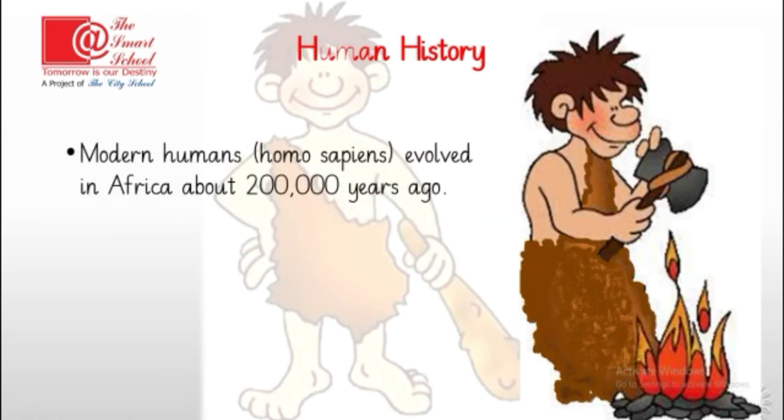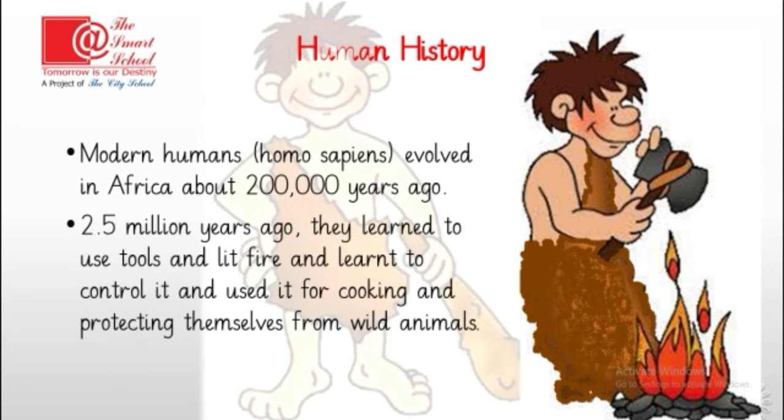Modern humans, Homo sapiens, evolved in Africa about 200,000 years ago. About 2.5 million years ago, they learned to use tools, lit fire, learned to control it, and used it for cooking and protecting themselves from wild animals. So students, fire, of course, was there even before humans started using it, and humans were literally afraid of fire before they started using it.